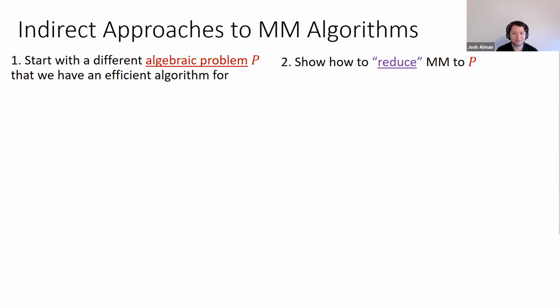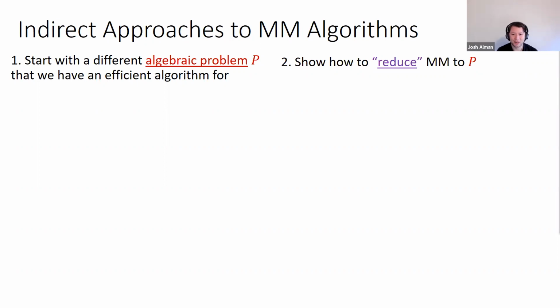Usually in theoretical computer science, reductions are a tool for showing hardness. If you show A reduces to B, that means B is at least as hard as A. But here we're using it as an algorithmic tool instead. So we start with a problem P that we can solve really fast, and then by reducing matrix multiplication to P, we can solve matrix multiplication really fast as well. That's the idea.